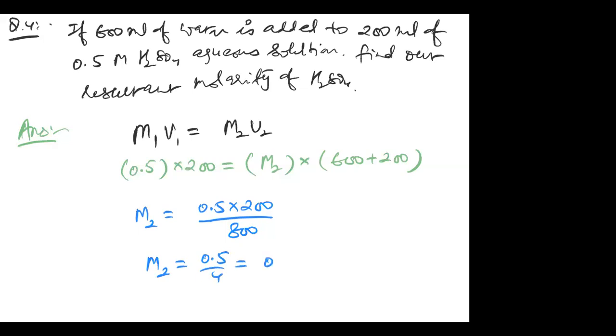0.5 divided by 4 is 0.125 moles per liter, or it is 0.125 M, capital M, this much molar. So if 600 milliliter of water is added to 200 milliliter of 0.5 molar H2SO4 aqueous solution, you have to find out the resultant molarity of H2SO4. I hope the question is clear to you.